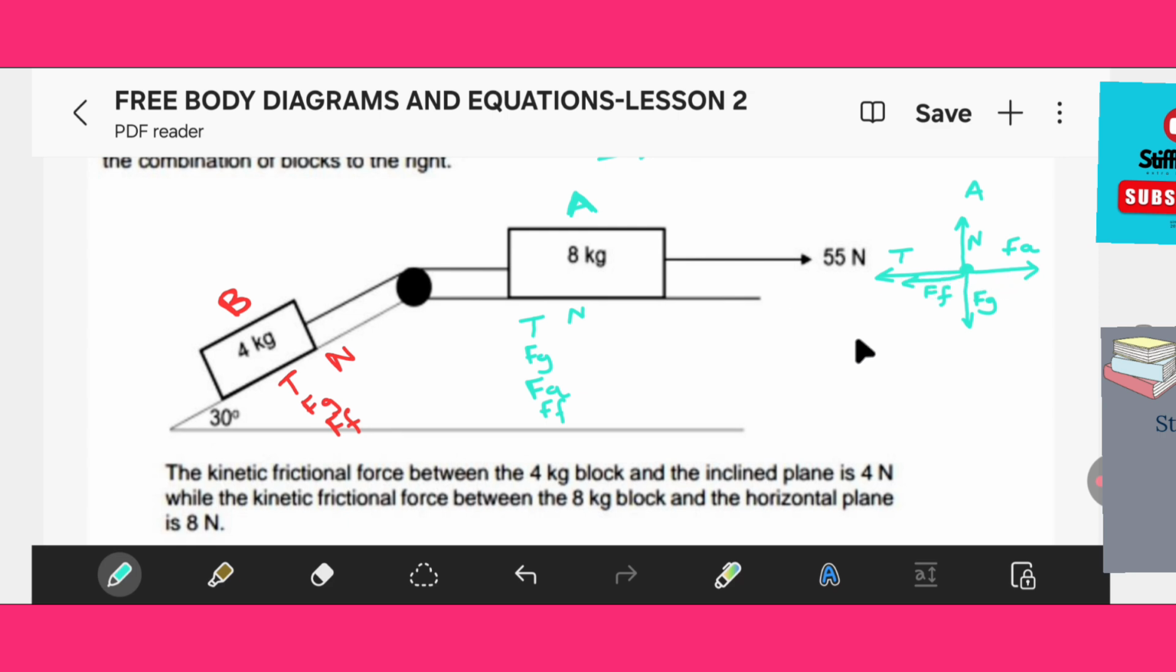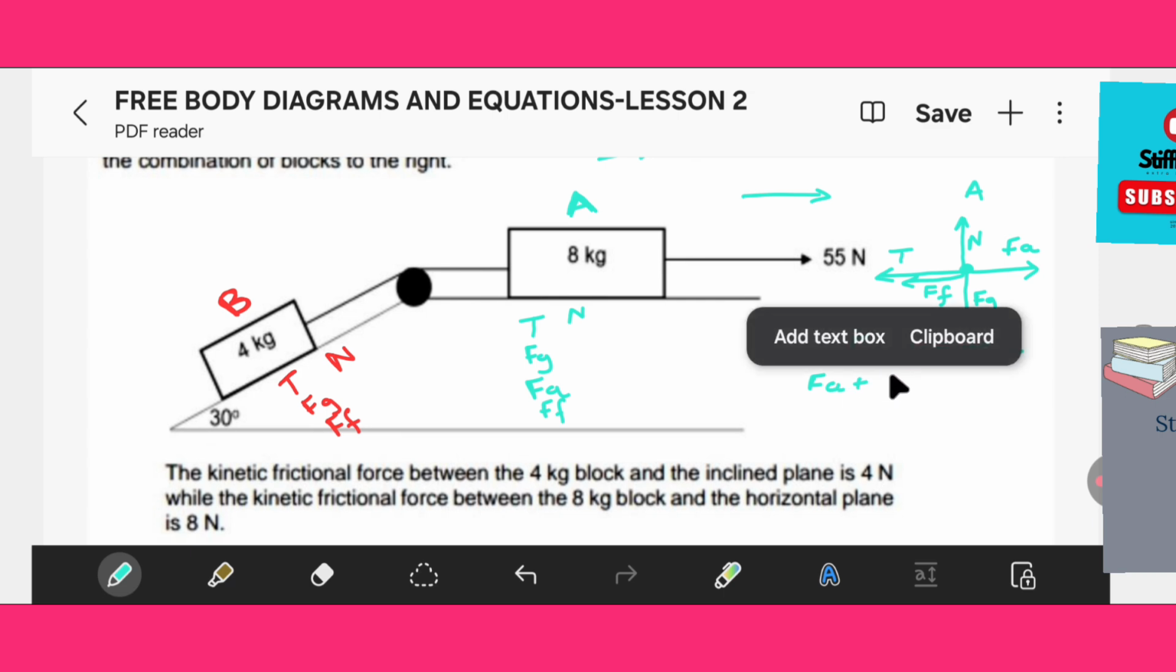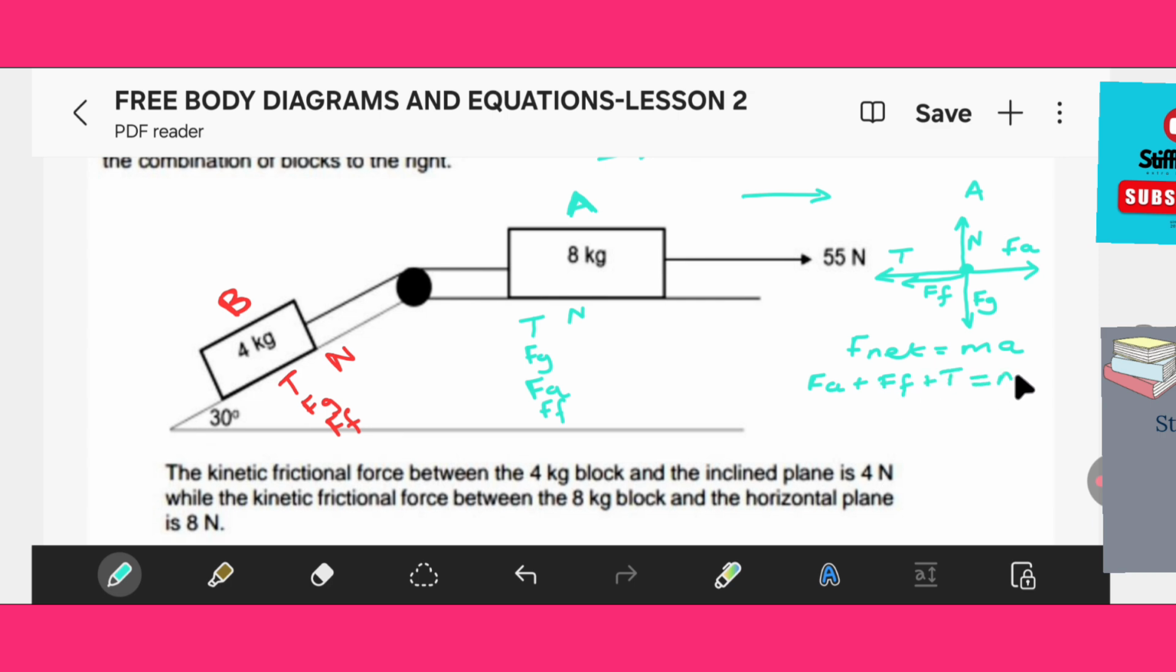So what do we know? We know that our F net is equal to mass times acceleration. We said our object is going to the right, which means that this is acting as our positive force and these are our negative forces. But before that, we need to do F applied plus frictional force plus tension will be equal to Ma.